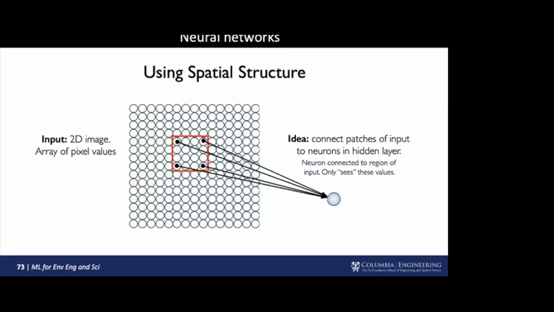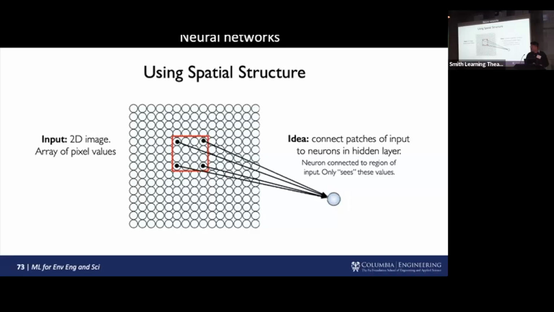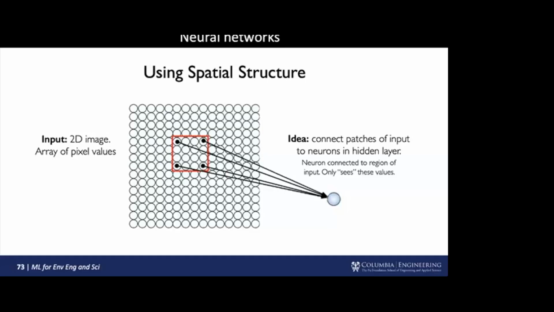Is that clear? Yeah. Oh, questions. And when you do this, is that box one pixel at a time? Oh yeah, that's a good question. Yeah, we'll cover it later. That's how we build a CNN. This is just the basic information of how you get the information from this patch.